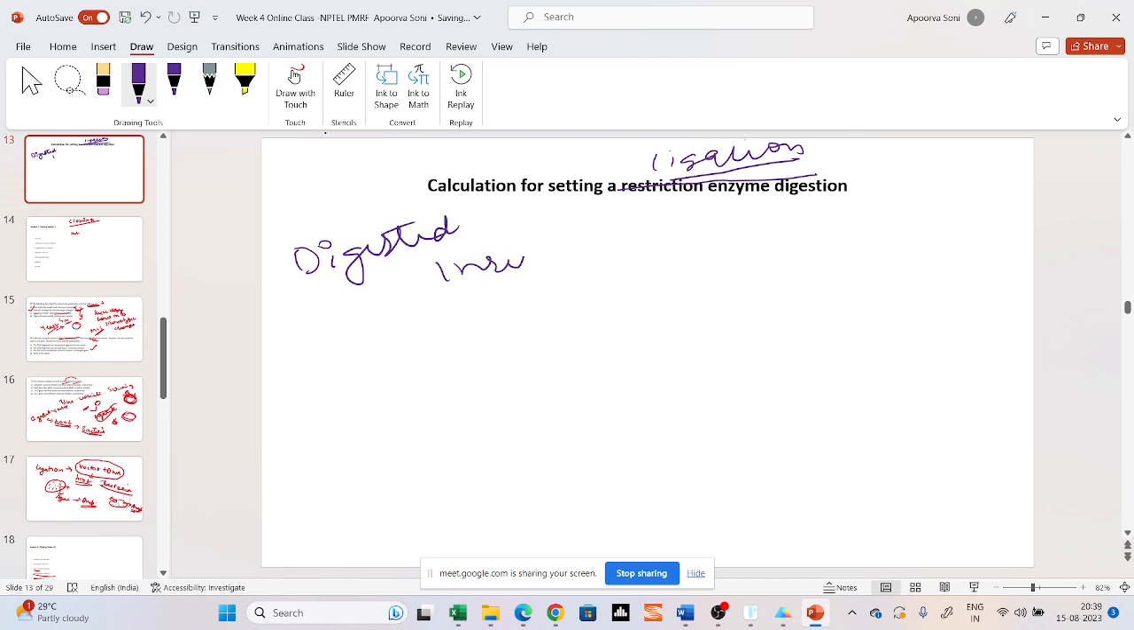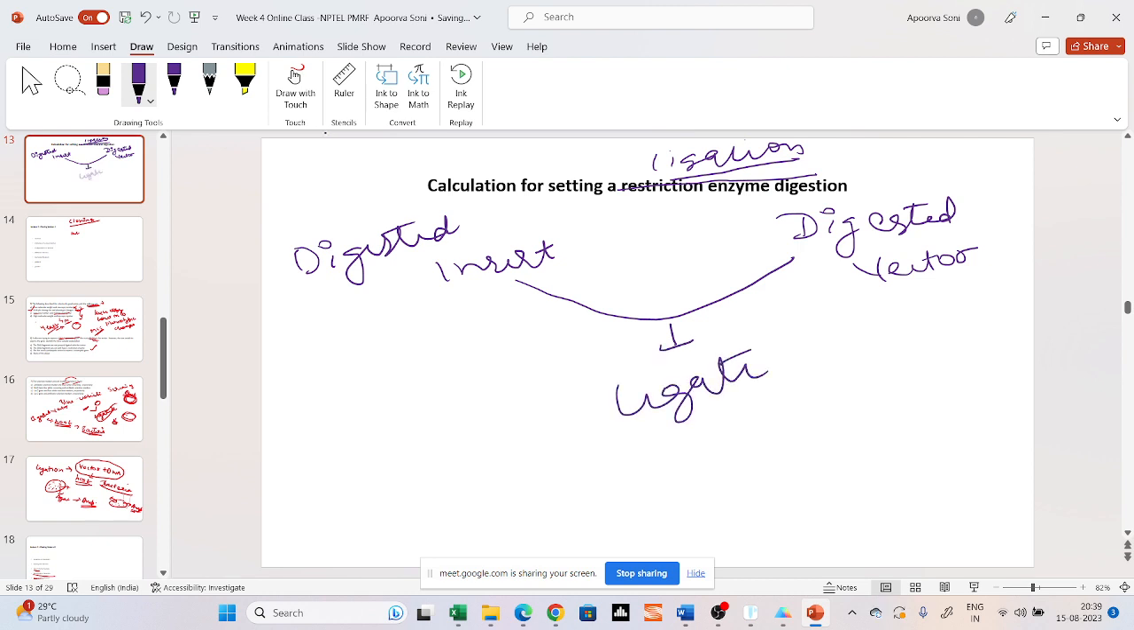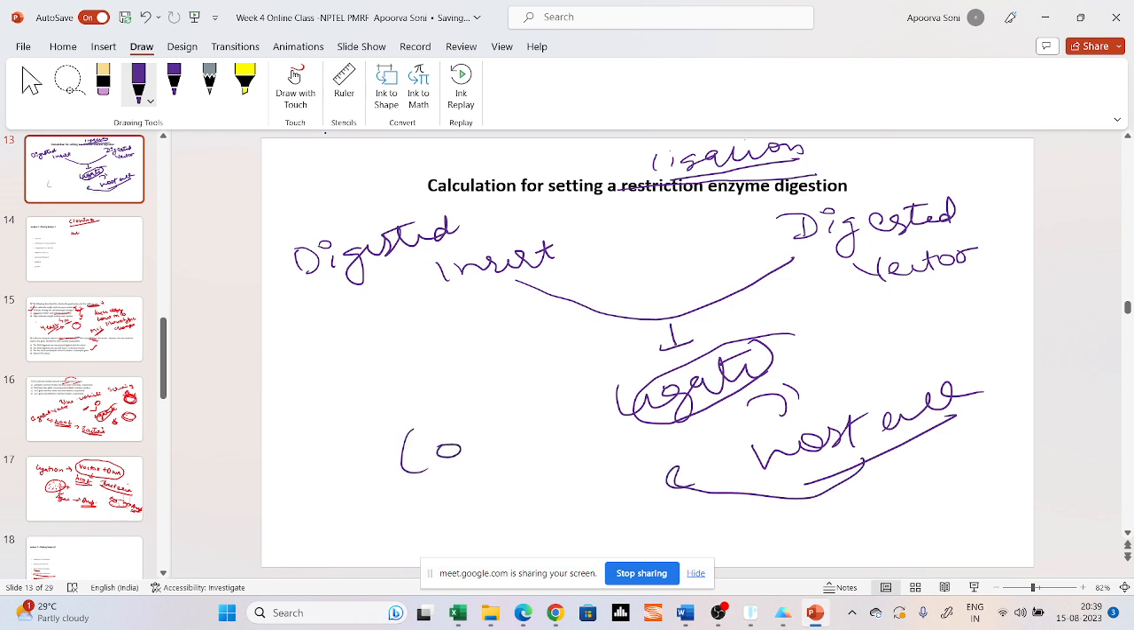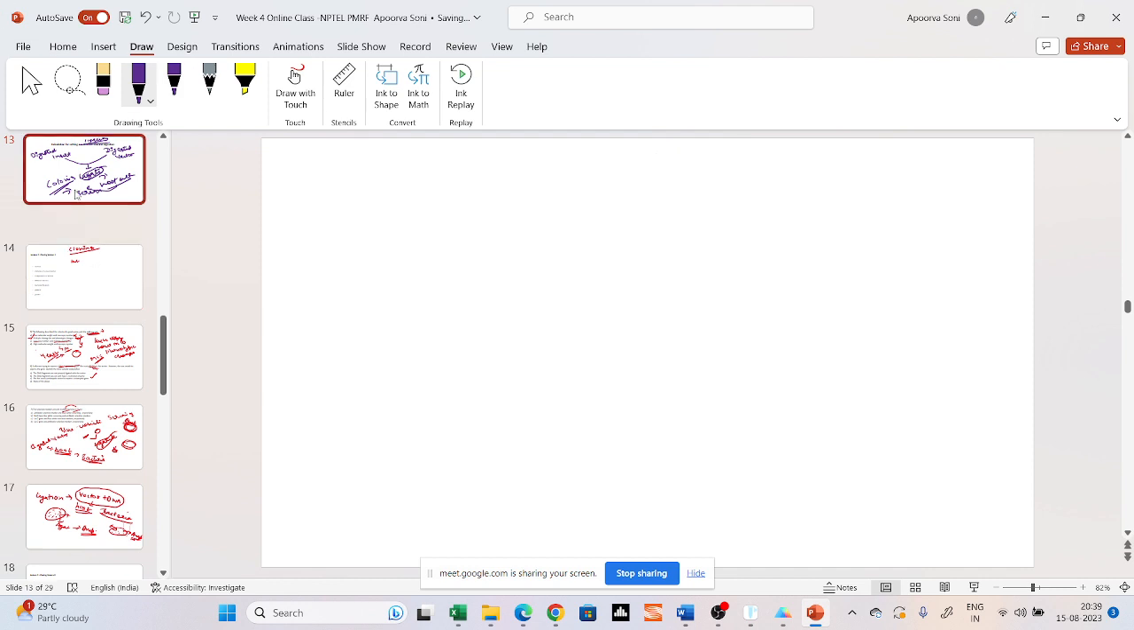insert. You also have a digested vector. You have to ligate it, and then this ligate would be transformed to a host cell, and then it will form colonies, and then these colonies you will screen. Okay, so this is the basic general protocol.